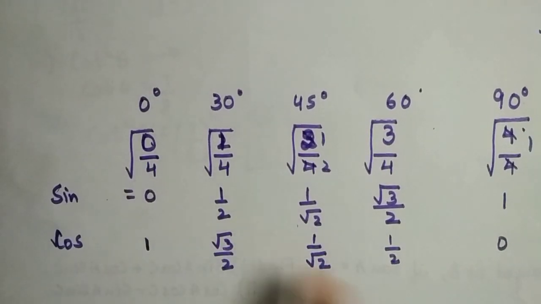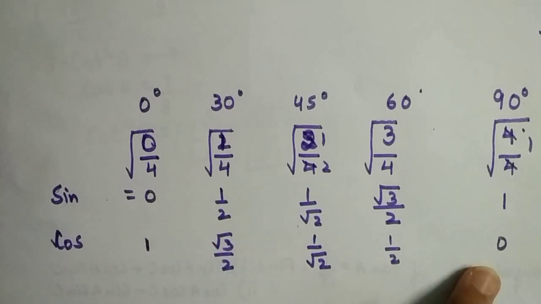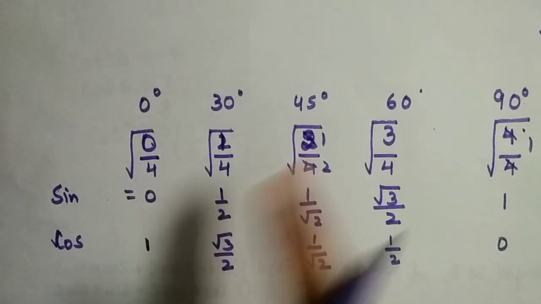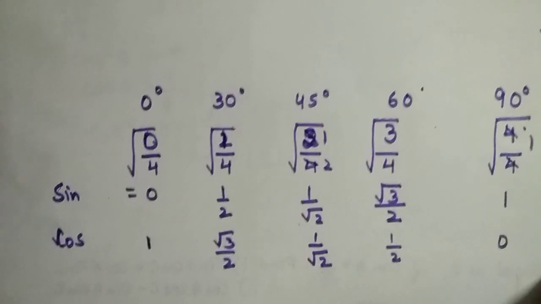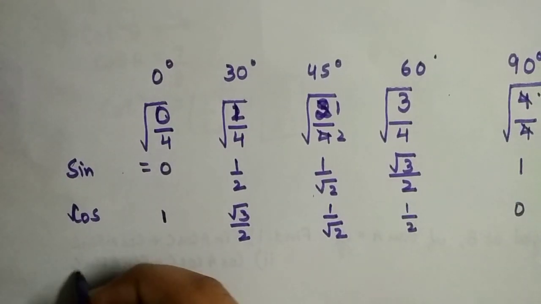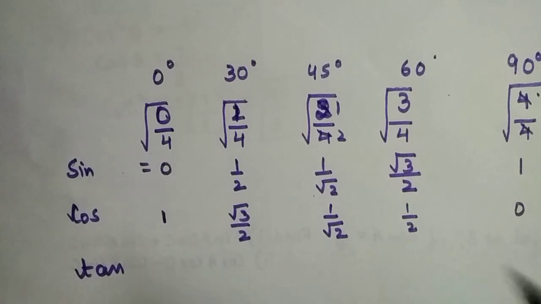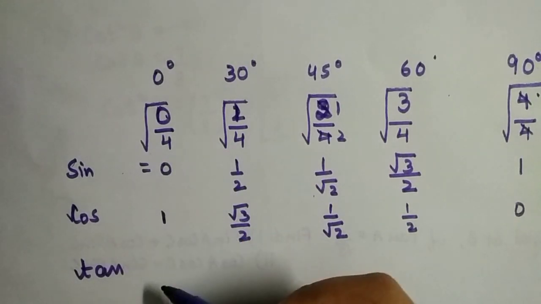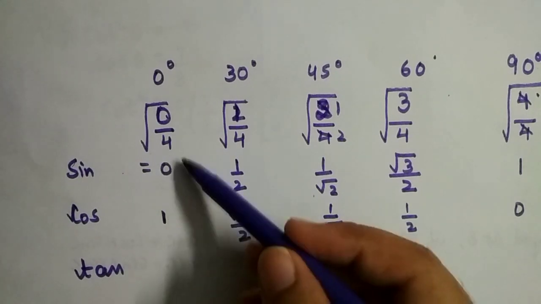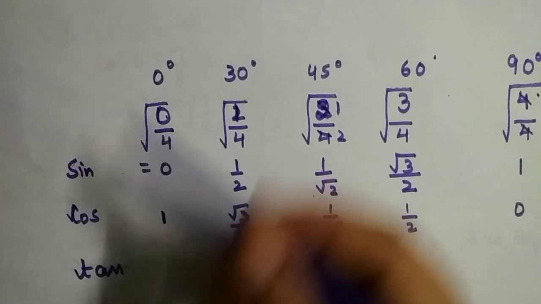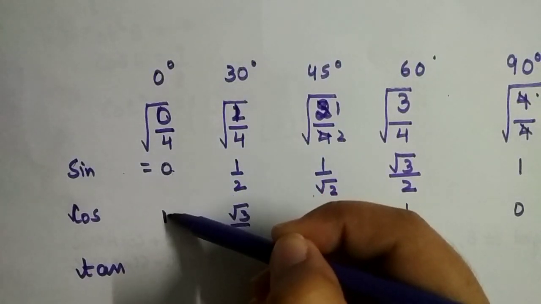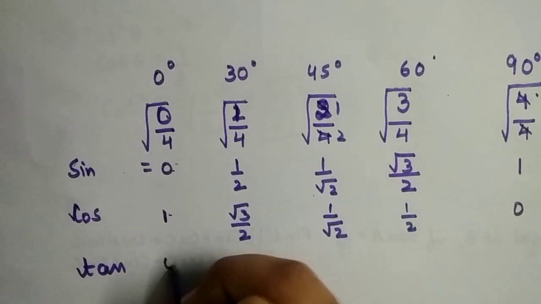Okay, so we just write the opposite of sine in cos. So cos 0 degree is 1, cos 30 degree is root 3 by 2, cos 45 degree is 1 by root 2 and so on. Okay, now see for tan. You know tan can be written as sine upon cos. So for the values of tan, what you will do, you will divide these terms. Okay, so tan 0 degree is sine 0 upon cos 0, that is 0 upon 1, which is 0.